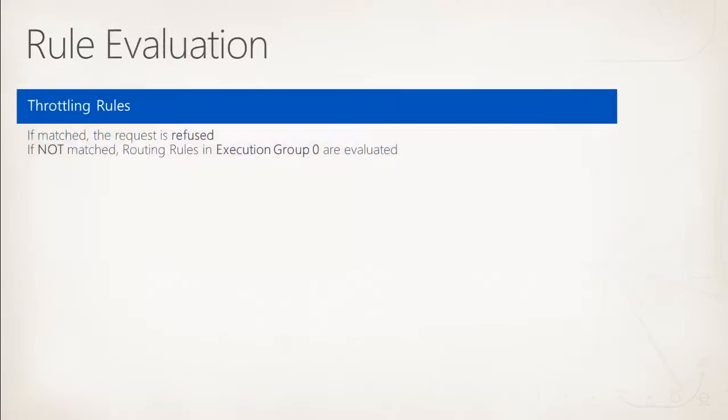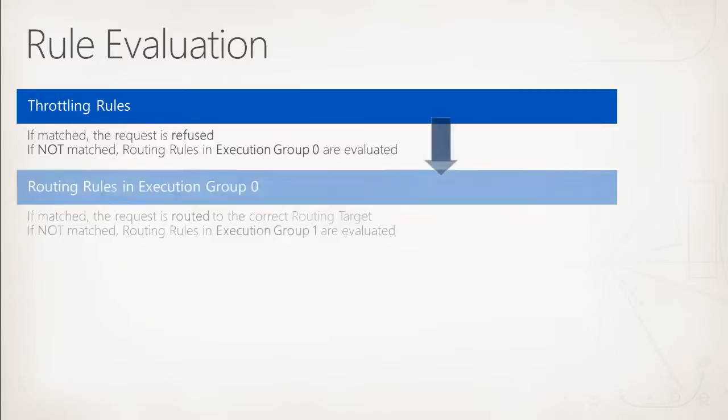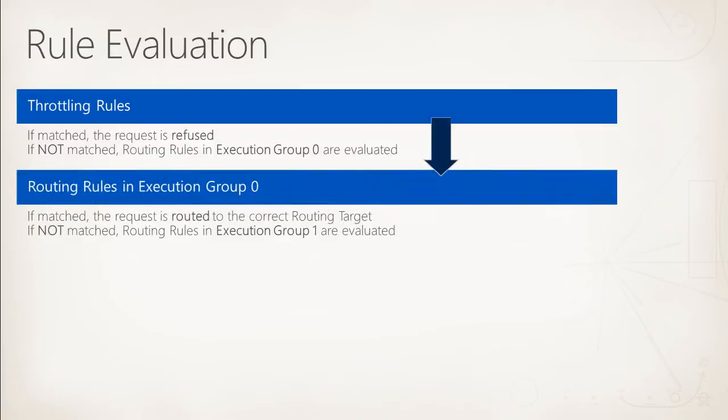So how are these rules evaluated? I mentioned earlier that we have execution groups. Before we get to those, we are going to check the throttling rules. So these are the first things that are evaluated. And if any throttling rule is matched, then the request is just simply refused, right? It's just denied. If the incoming request doesn't match a throttling rule, we will then go ahead and evaluate the routing rules that are in execution group 0. And if we match a rule, then we will route the request. And at that point, no further execution groups are evaluated.